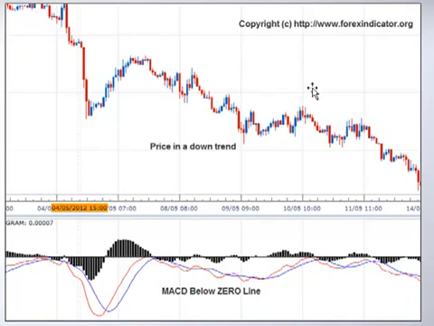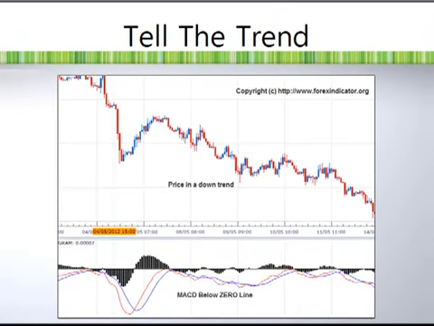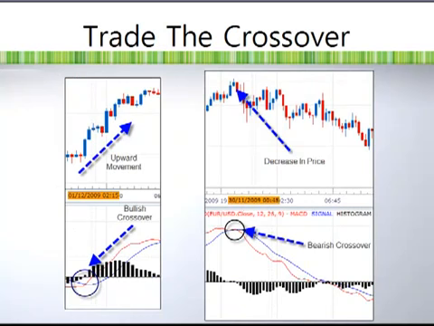Like I said, you can see that for a long period of time the MACD stays below the zero line. It's telling you that this trend here is very, very strong. This is how I use the MACD indicator to tell the trend every day before I start to trade. Besides telling the trend, we could trade the MACD crossover.